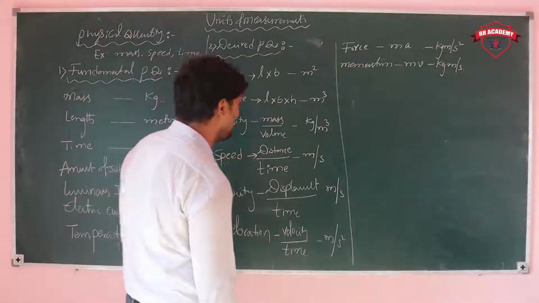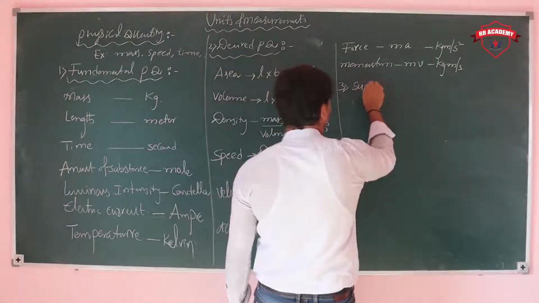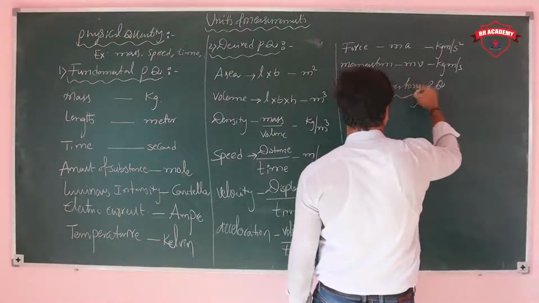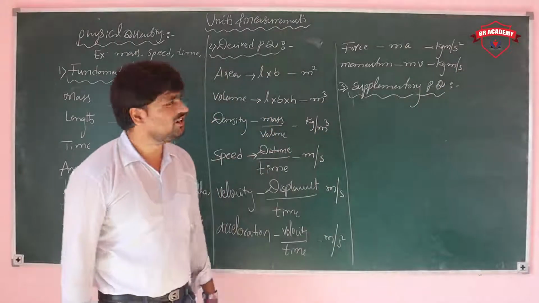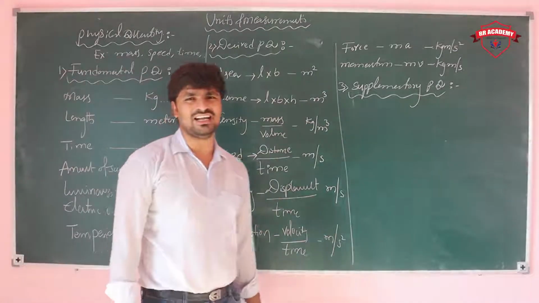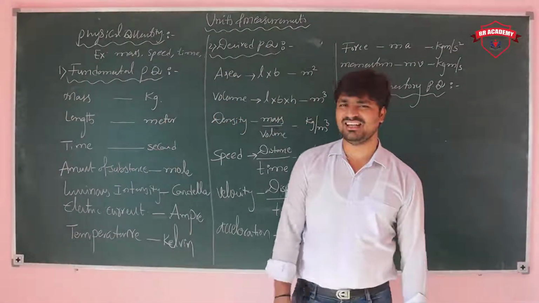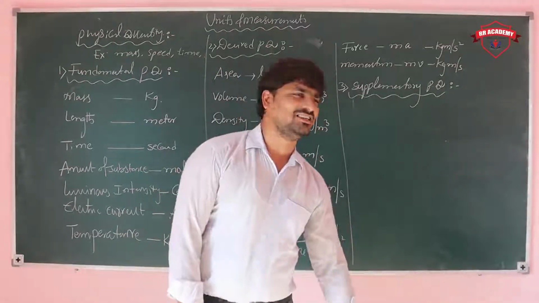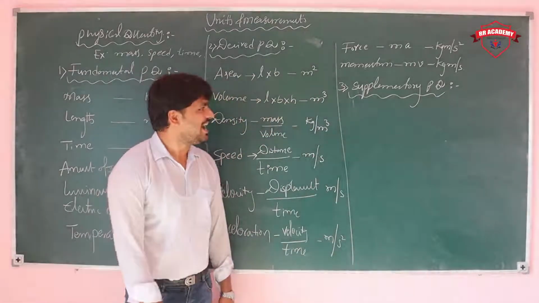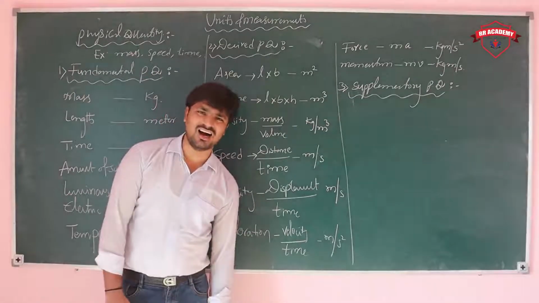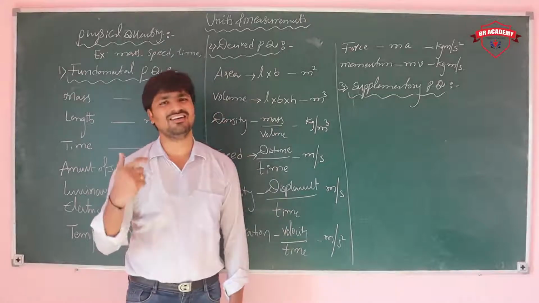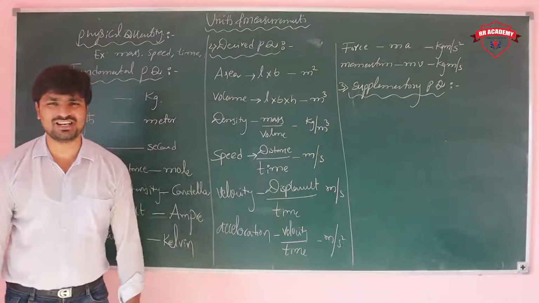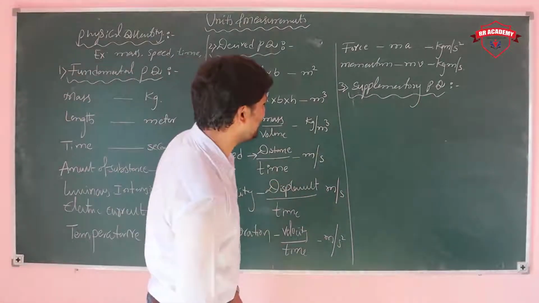Next, the third category is supplementary physical quantities. What are the supplementary physical quantities? Fundamental means the physical quantities which are independent of other quantities. The physical quantities which depend on other quantities are called derived quantities. And supplementary are the physical quantities which are neither fundamental nor derived; they don't belong to fundamental or derived. Those are called supplementary physical quantities.